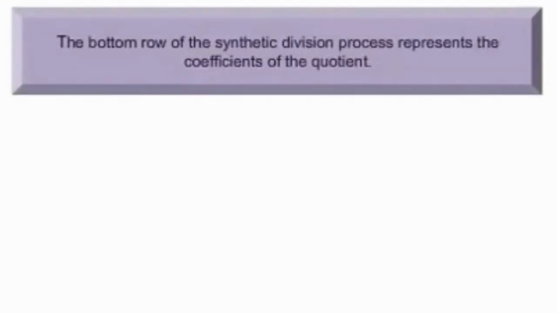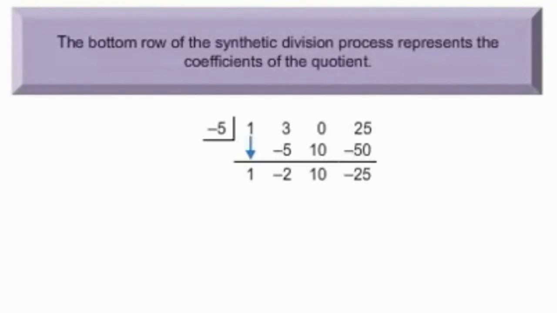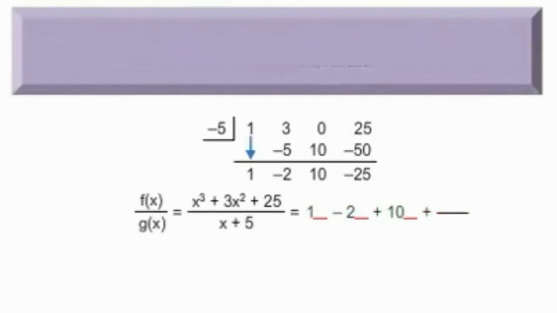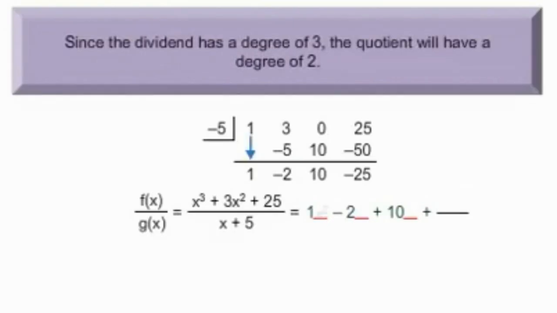Now we have to identify what our quotient is. What is the answer if we have 1, negative 2, 10, negative 25? We just fill it in with one less exponent. So x to the third is x squared with an x. And then the 10 is our constant because it's x to the 0. And then we do have the remainder, negative 25. So we just subtract 25 over the original x plus 5 divisor.